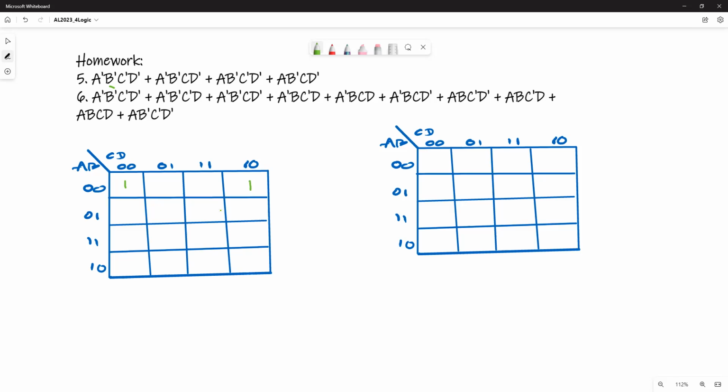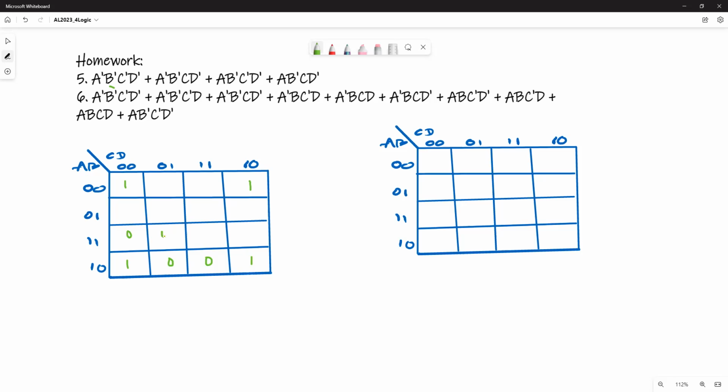That is this one. Then A B dash, A B dash. So A B dash means 1, 0. C dash D dash, that means this is 1. And then we have A B dash, then C D dash. So this is 1. So all the others are 0.